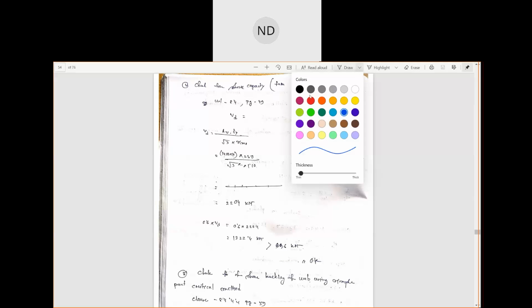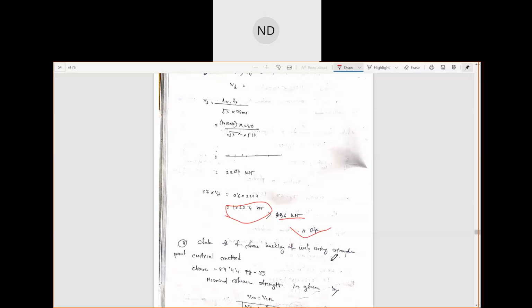We have done the shear capacity. Now we will do this. So this one we have calculated, the design shear strength, and we have found that this is greater than the shear which was calculated due to the loadings. Whatever shear was calculated, that was your 996 kilonewton, and therefore since our design shear is greater, it is okay. Next we have the check for shear buckling of web using simple post-critical method.